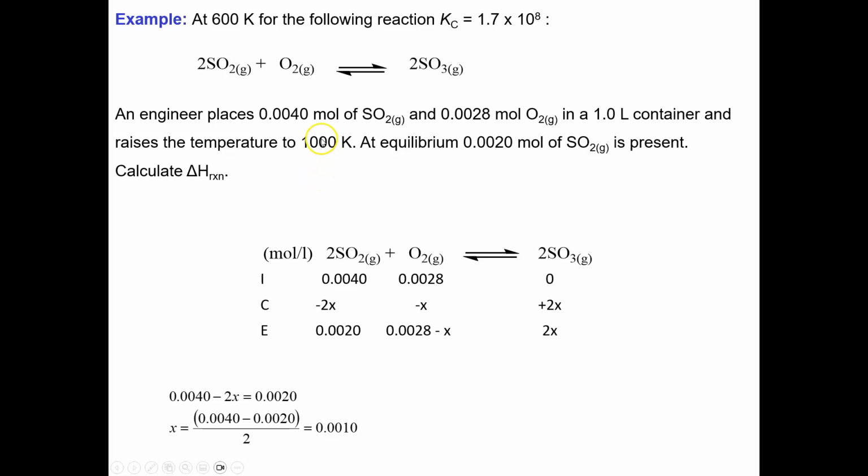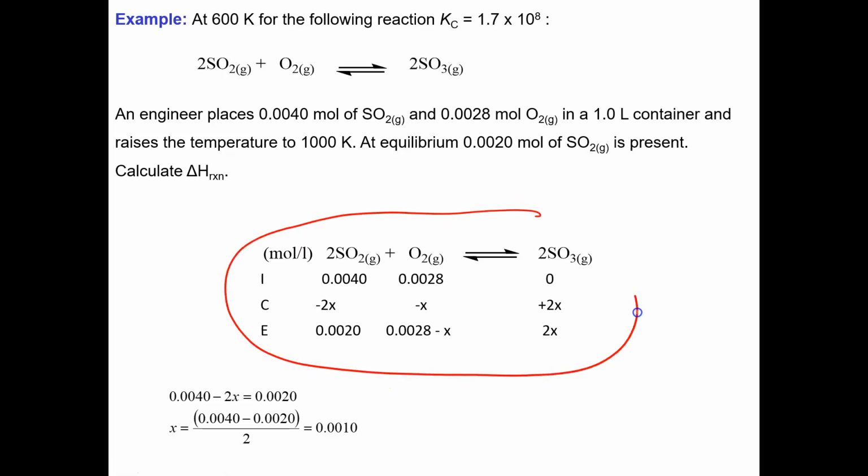So what we're going to do is calculate the K at 1000 Kelvin using the data given. We have another K at 600 Kelvin given at the start of the problem. So if we've got two Ks and two temperatures, we should be able to solve for the enthalpy change of the reaction. I'm going to go ahead and set up the ICE table for the 1000 Kelvin data.